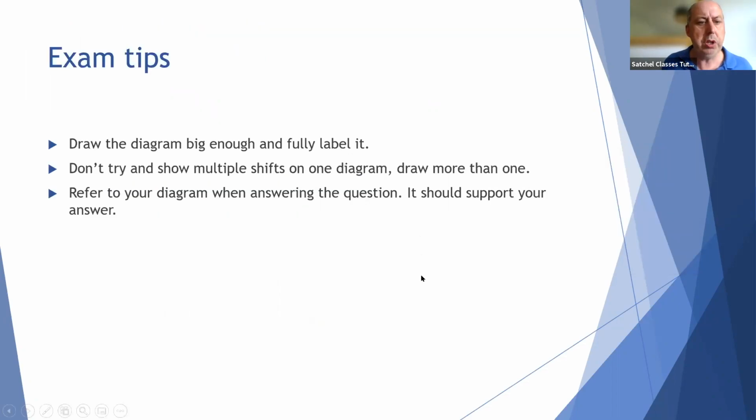So exam tips: draw your diagrams big enough and fully label them. Don't try and show multiple shifts on one diagram. Draw more than one diagram. If you're drawing multiple shifts on one diagram, it's going to get really confusing. I'd rather see, as an examiner, more than one diagram showing the process you're going through and referring to your diagram within the answer to the question. The diagrams are there to support your answer. If you don't refer to them, they are pointless. So make sure you draw them big enough, show single shifts or one or two shifts on a diagram, but not multiples of shifts. Just draw different diagrams and then refer to your diagram in answering the question.